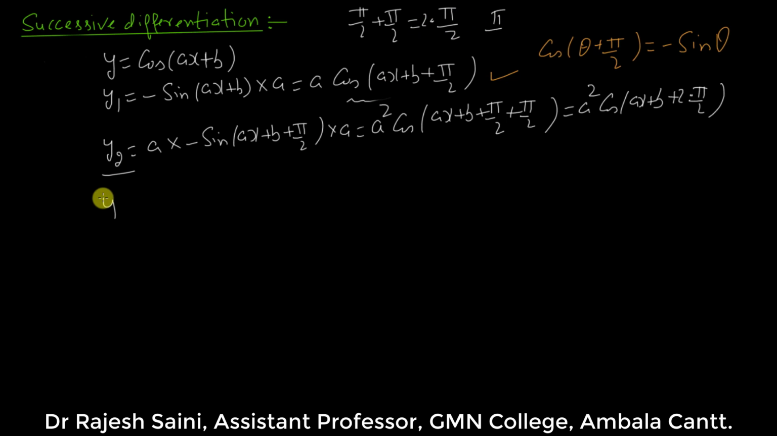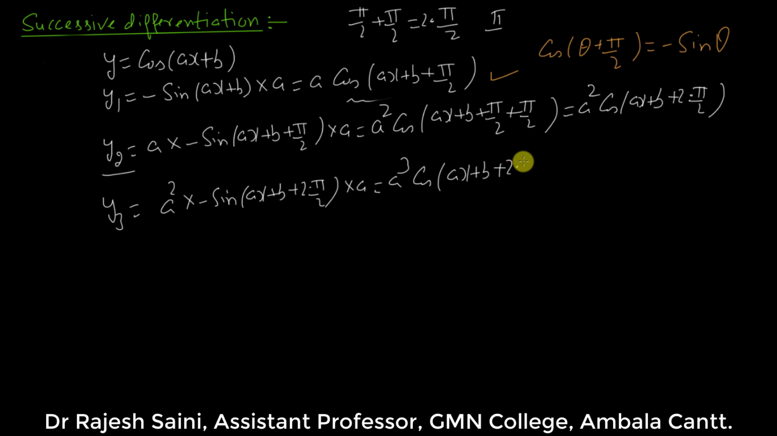Now differentiating one more time with respect to x, what will we get? A square, minus sine ax plus b plus 2 times pi by 2, into a. So this will be a square into a, which is a cube, and the minus sine can be written as cos ax plus b plus 2 times pi by 2 plus pi by 2. This is equal to a cube cos ax plus b plus 3 pi by 2.